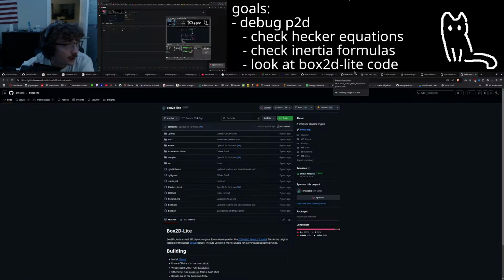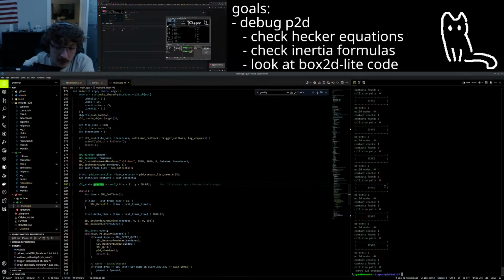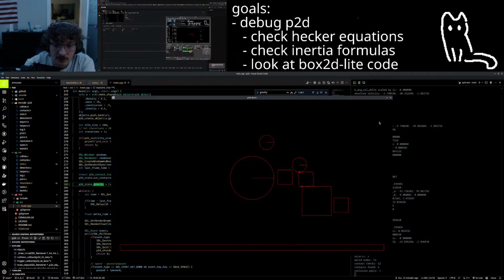Well, I kind of did everything I said I would today. Check Hecker equations, check inertia, look at Box2D Lite. I don't think any of that gave me any actual genuine insights. I wonder if maybe clipping is my... Well, that's moving kind of interestingly.